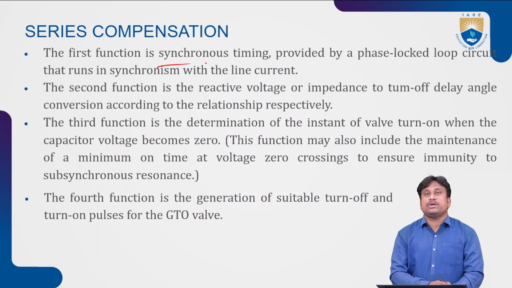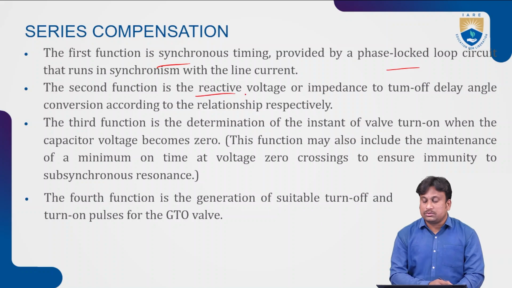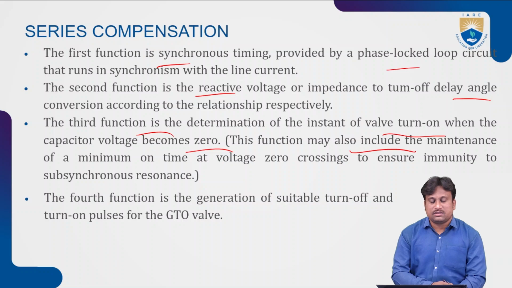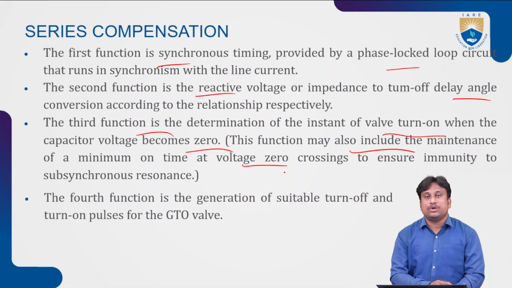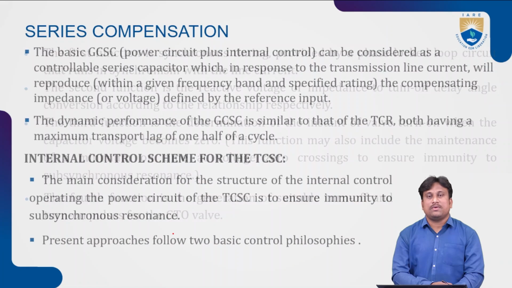So the first function is the synchronous timing. That should be provided by a phase locked loop circuit that runs in synchronism with the line current. The second function is the reactive voltage or impedance. This is to turn off delay angle conversion according to the relationship. The third function is the determination of the instant of valve turn on when the capacitor voltage becomes 0. This function may also include maintenance of a minimum on time at voltage 0 crossing levels. This is to ensure immunity to subsynchronous resonance. The fourth function is the generation of suitable turn off and turn on pulses for the GTO valve.